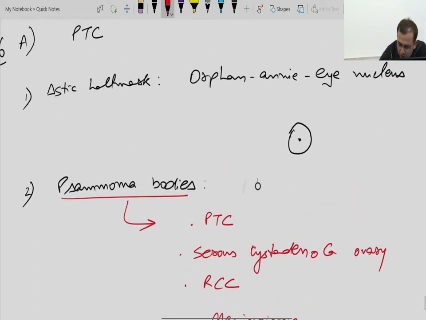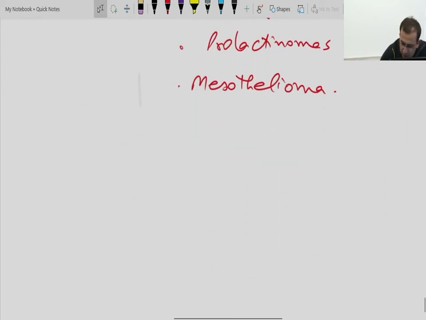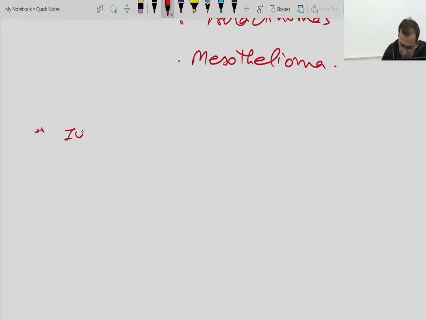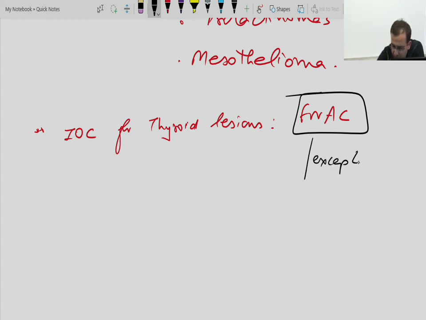Next point. So what we saw in the image was Orphan Annie nucleus, which was diagnostic of papillary thyroid carcinoma. Next point, investigation of choice for thyroid lesions. Let us see one more point here. Investigation of choice for thyroid lesions is FNAC, fine needle aspiration cytology. Next point, FNAC can differentiate between all except follicular neoplasms.